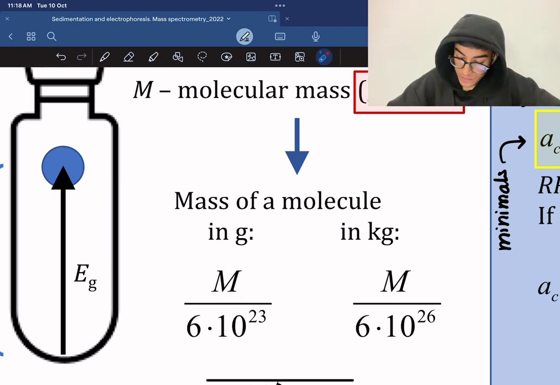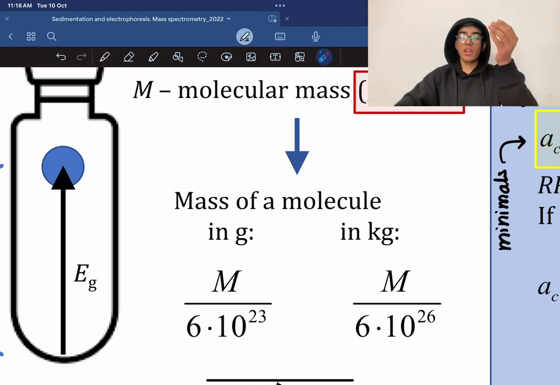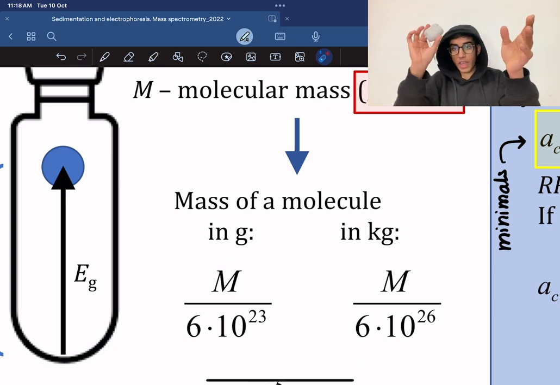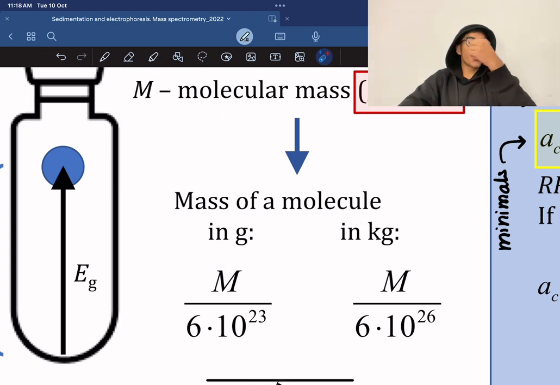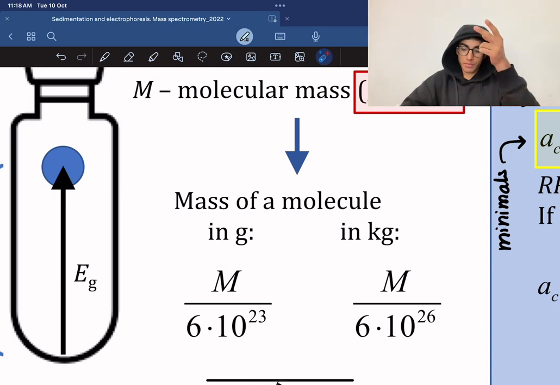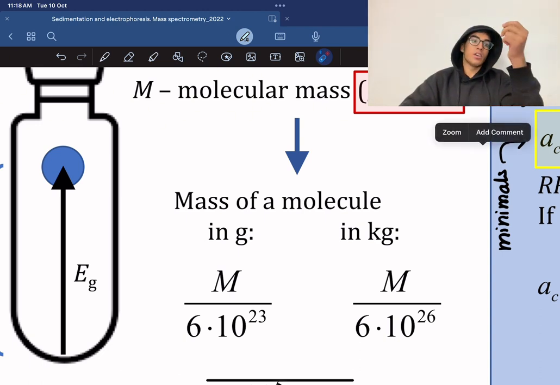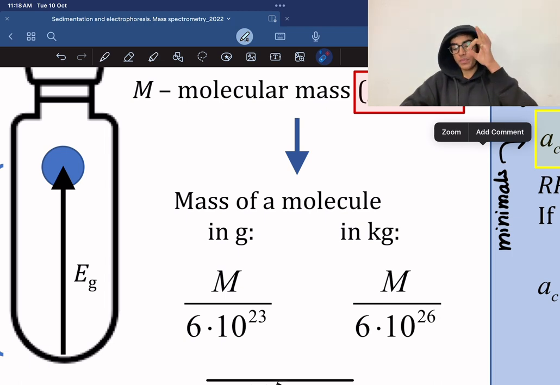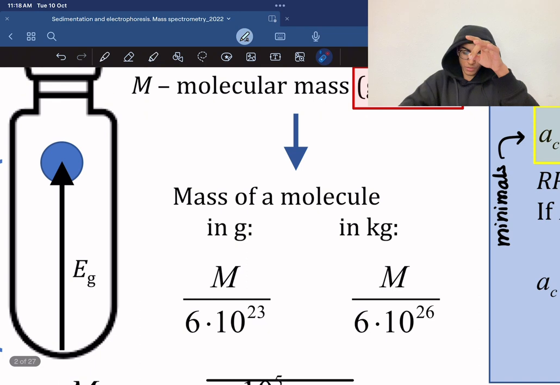What is the Avogadro's number? Avogadro's number is basically like a quantity. It's like, you know how you say dozens. 12 AirPods will make a dozen of AirPods. 12 apples will make a dozen of apples. 12 whatever will make a dozen of whatever. And a pair, two iPads make a pair of iPads. Two fans make a pair of fans. Same way, 6 into 10 raised to 23 is like a quantity.